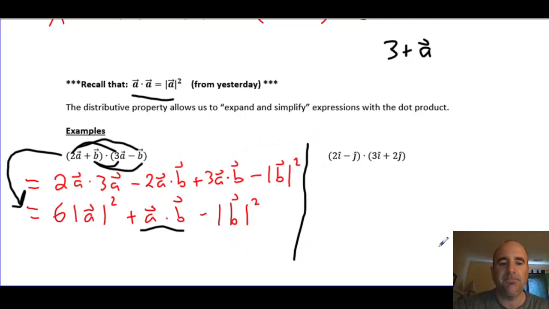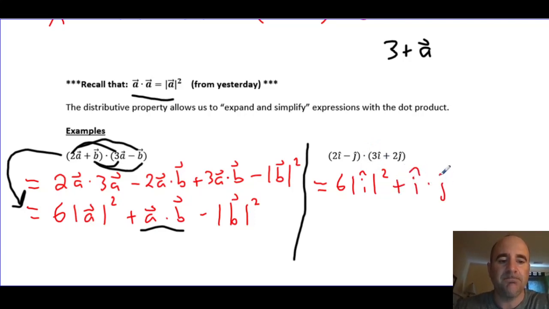So I'd probably just leave it like that. Taking a look at the next one, same idea. 2i dotted with 3i is 6 times the magnitude of i squared. And then we're going to get plus 4i dotted with j minus 3i dotted with j gives us just i dotted with j. And then the last term, minus 2 times the magnitude of j squared.